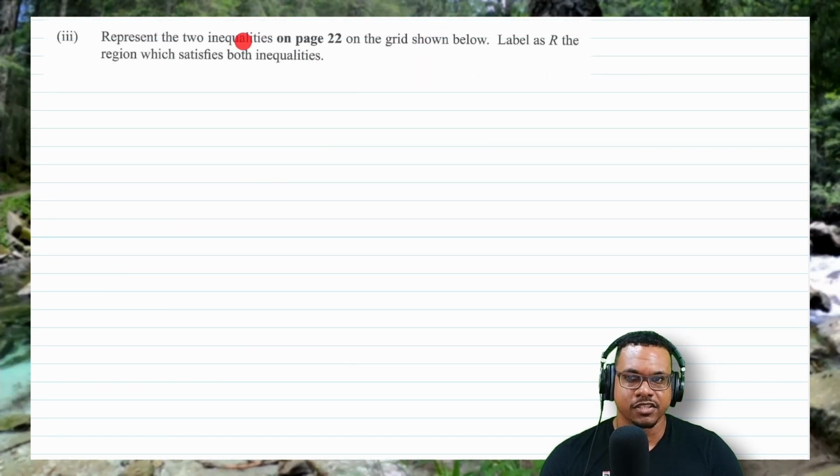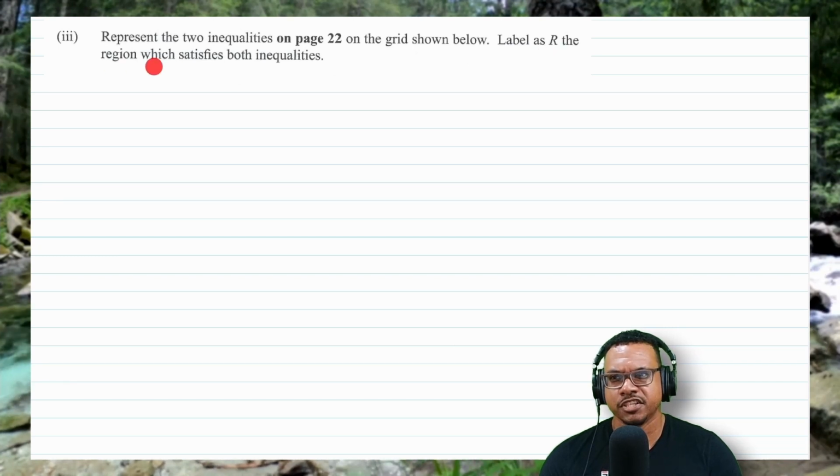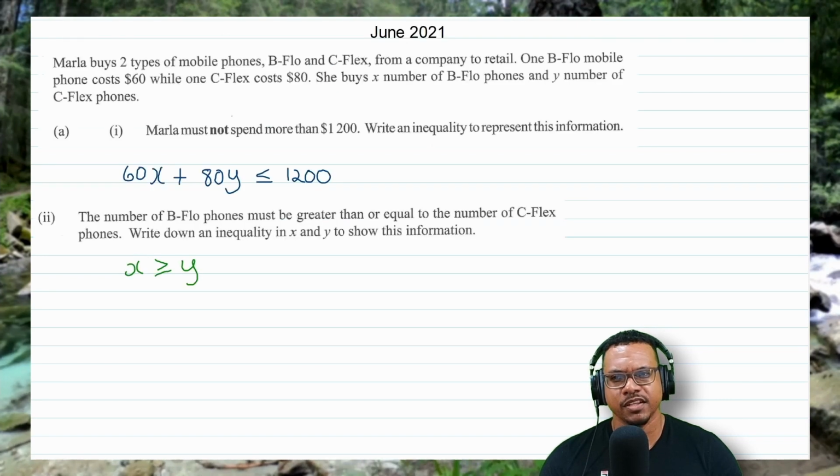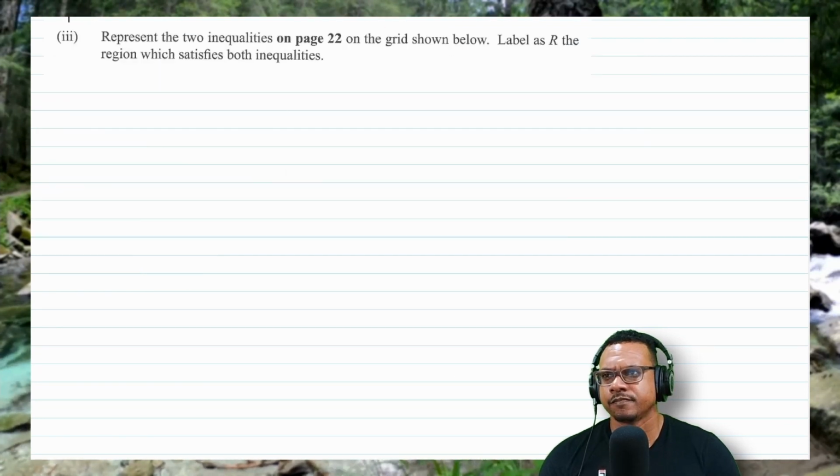Now for part 3, they want us to represent the two inequalities on the grid paper that they'll give us and label as R the region which satisfies both inequalities. Now before we could draw anything for this, we need to work out the X-intercept and Y-intercept for this line. Well, this one is simple, right? We have X is greater than or equal to Y. We'll take that as the line x equal to y, which is y is equal to x. So 60x plus 80y is less than or equal to 1,200. Let's go with that.